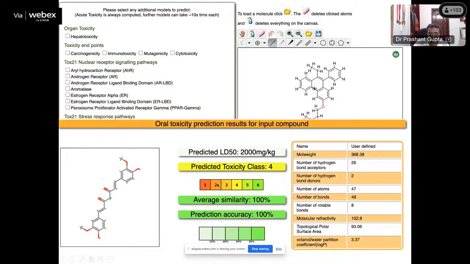This software usually also gives the reproducibility and the prediction level, that whatever they are predicting, how much possible that it would work in the wet lab. So prediction accuracy is 100%. Sometimes if the structure is complex, then this prediction value is less.